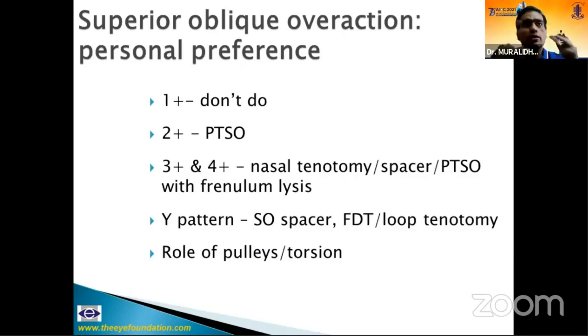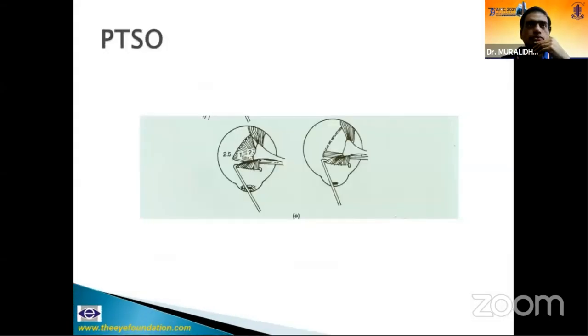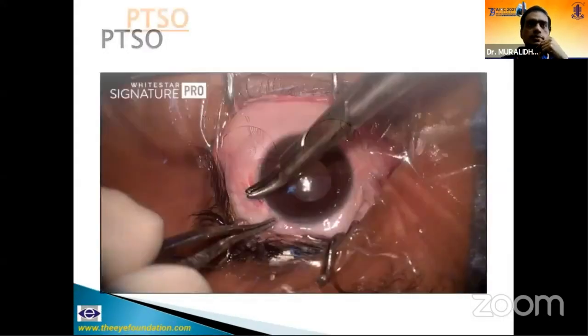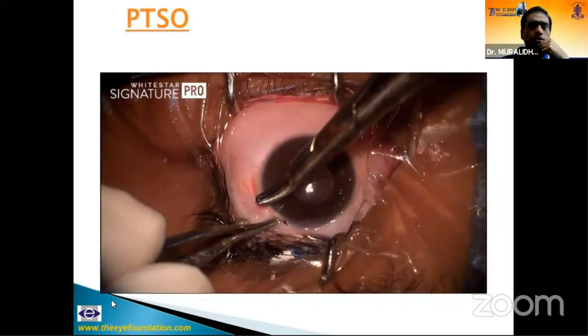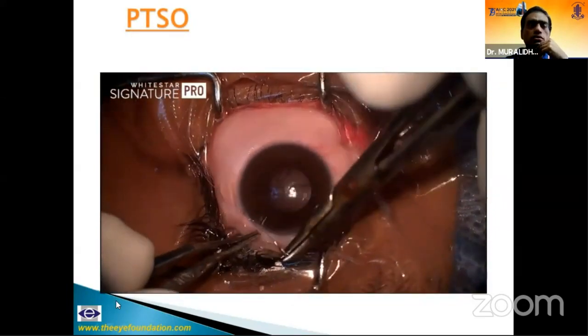If you combine it with frenulum lysis, then the effect of PTSO actually increases. So this is again from Sir's book. He has been my mentor all along. So this is a PTSO video.